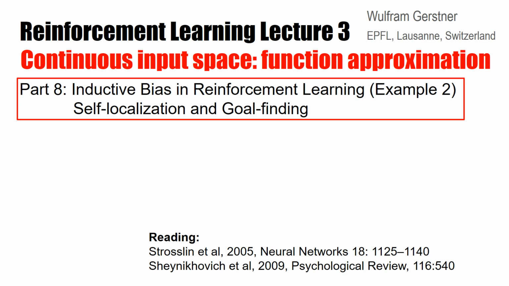Welcome to the lecture series on reinforcement learning. We now look at a specific example of how to induce an inductive bias in a reinforcement learning problem. And the problem we look at is self-localization and navigation towards a goal.